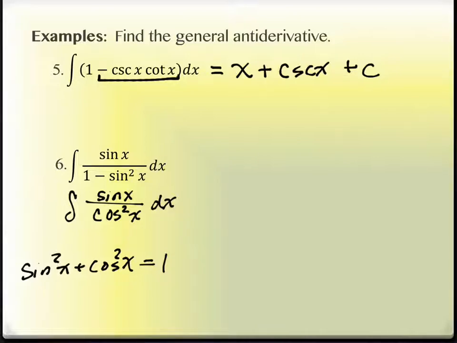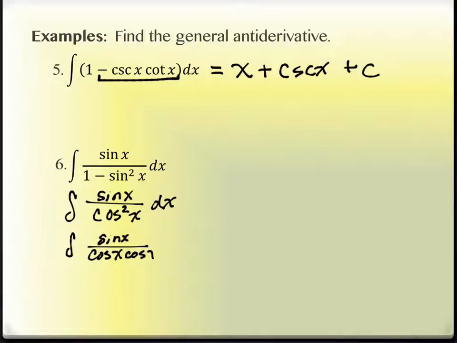Okay, so you might be looking at that and saying, okay, Dr. Hands, that's still a quotient. And you're right, it is. But cosine squared just means cosine times cosine, right? Okay, so I'm doing a manipulation. I'm going to cut this now. This is really just sine of x over cosine of x. Wow, that was bad. Cosine of x dx.